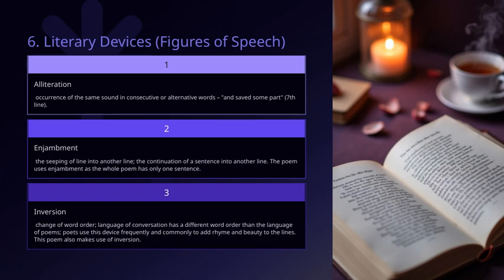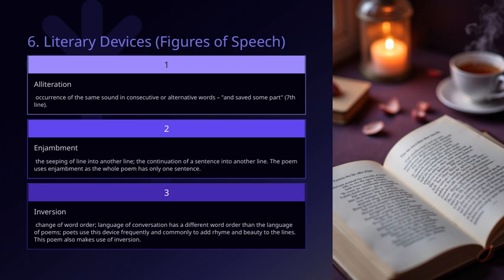Next, we have enjambment, which is when a sentence continues from one line into the next without a pause. For example, this poem uses enjambment throughout, as it's essentially a single sentence spanning multiple lines. This flow can create a feeling of movement or continuity, pulling the reader smoothly from one line to the next.